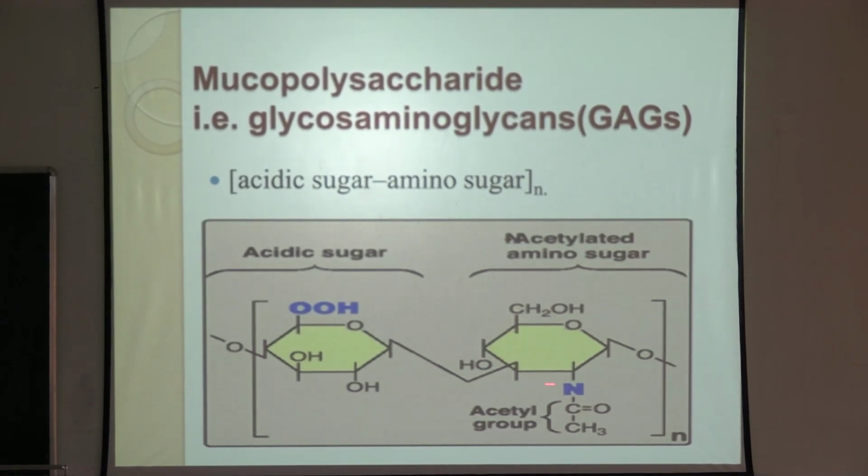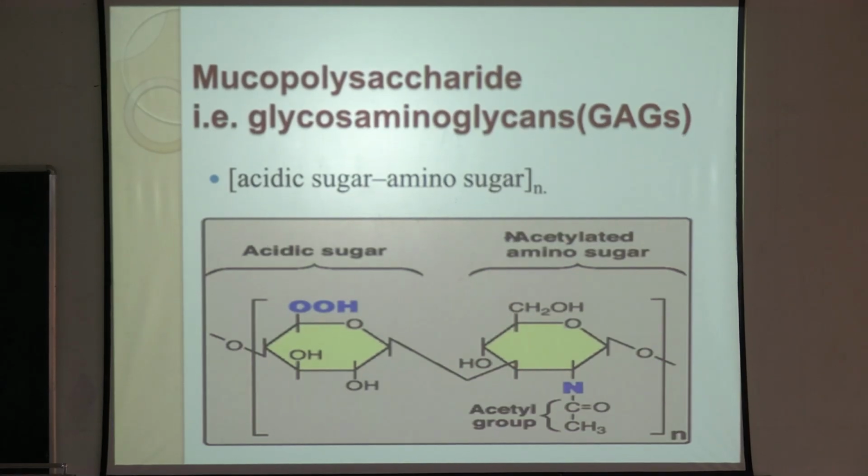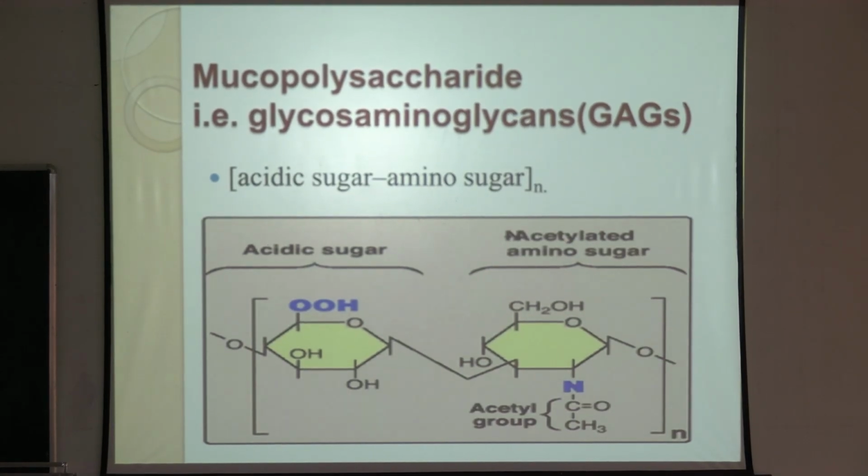And the amino sugar can be glucosamine, galactosamine, N-acetyl glucosamine, or N-acetyl galactosamine. Clear? So amino sugars are of four types: simple glucosamine, simple galactosamine, N-acetylated glucosamine, and N-acetylated galactosamine. Whereas the acid sugar can only be of two types. What are they? Glucuronic acid and iduronic acid.